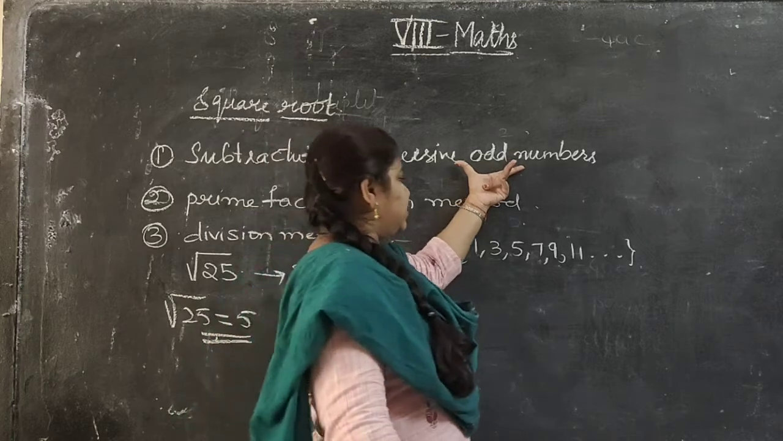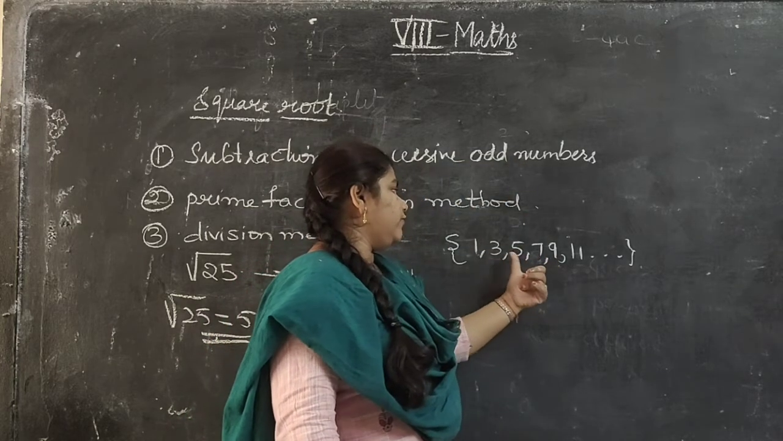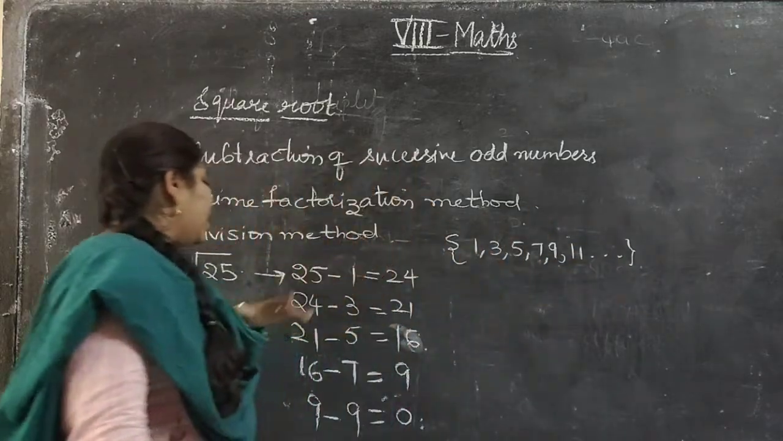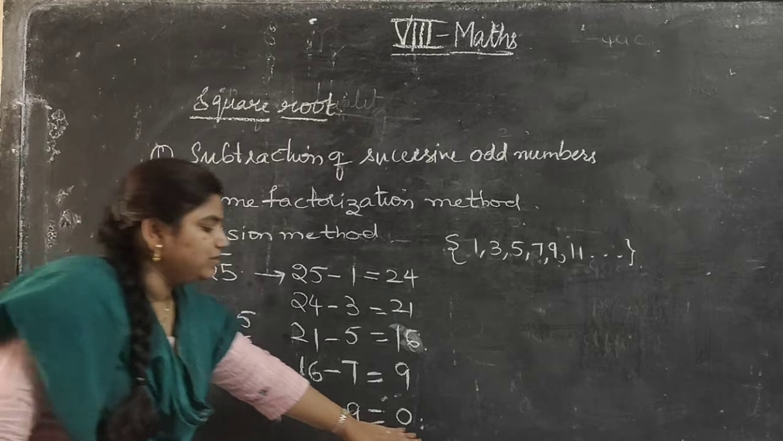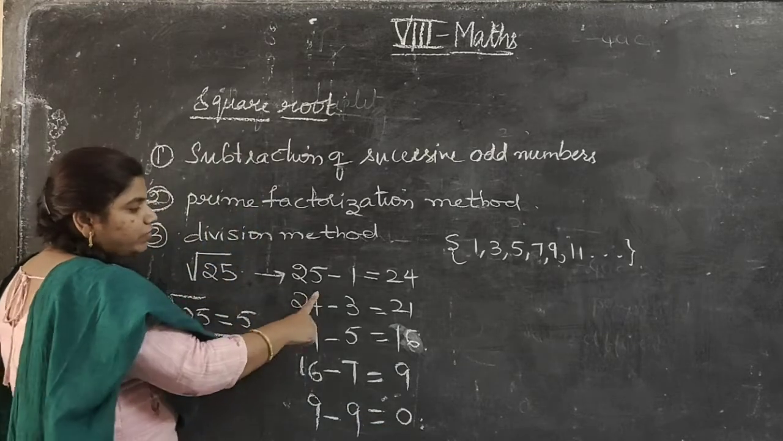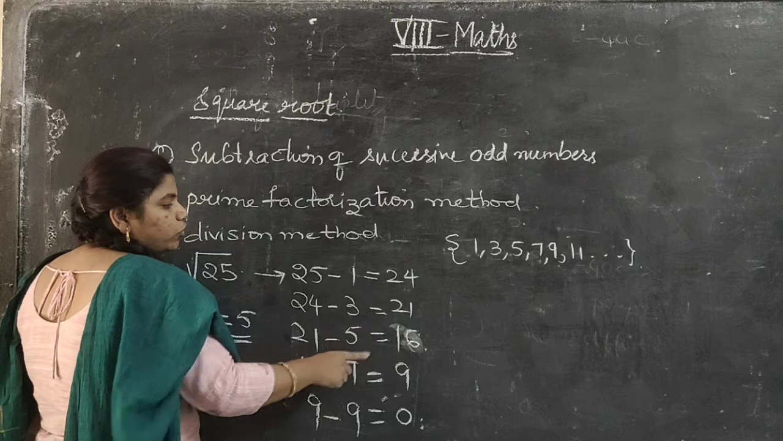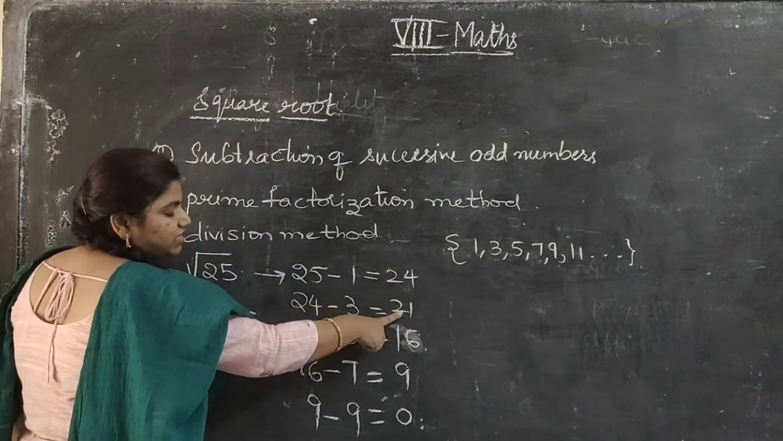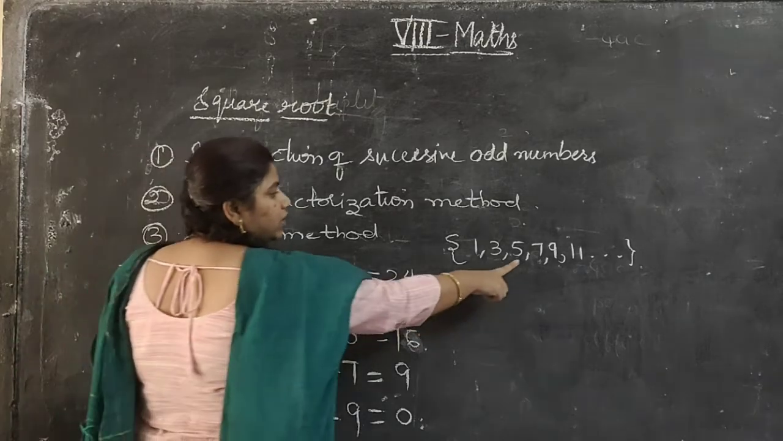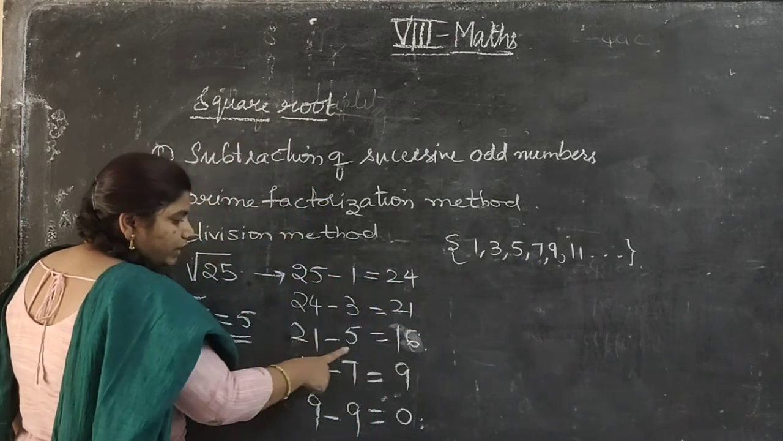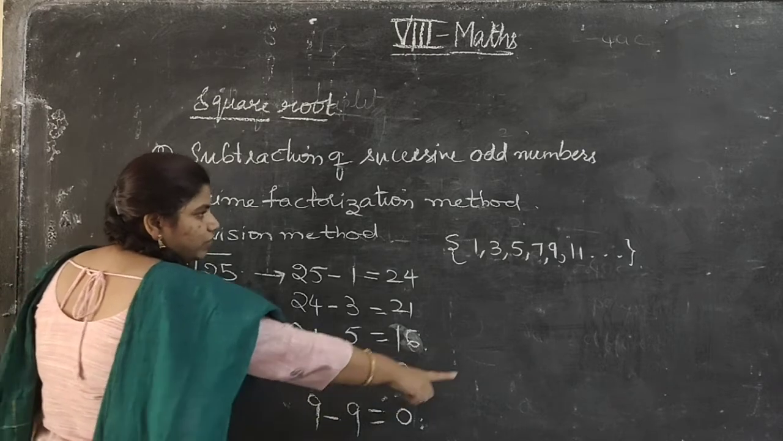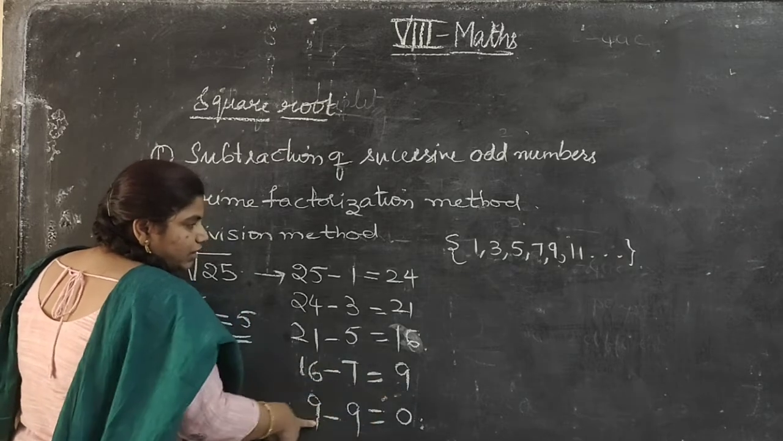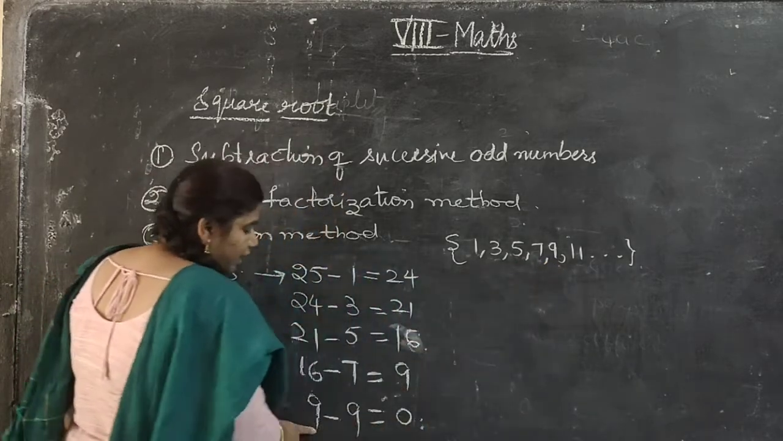By using these successive odd numbers, 1, 3, 5, 7, 9, 11 and so on, we are subtracting till we get 0. The number here is 25. So 25 minus 1 will be 24. With this 24, we subtract the second odd number, that is 24 minus 3 is 21. With this 21, the third odd number, that is 5, so 21 minus 5 is 16. With this 16 we subtract the next odd number, that is 7. 16 minus 7 is 9. With 9, the next odd number is 9. So 9 minus 9 is 0.